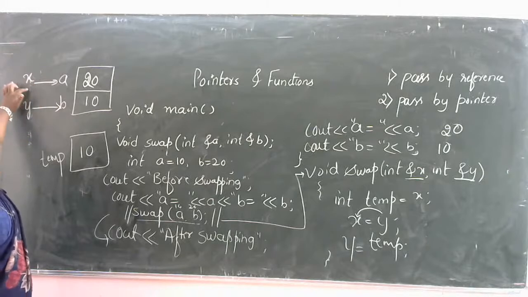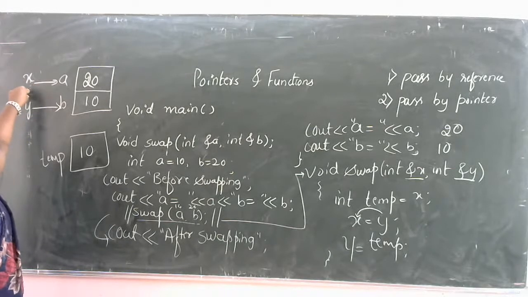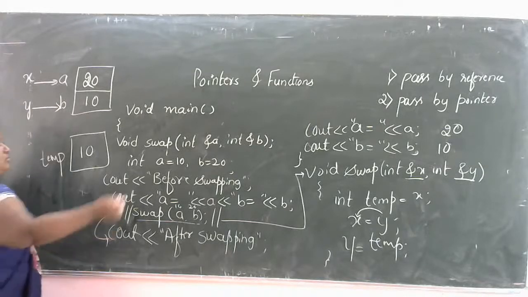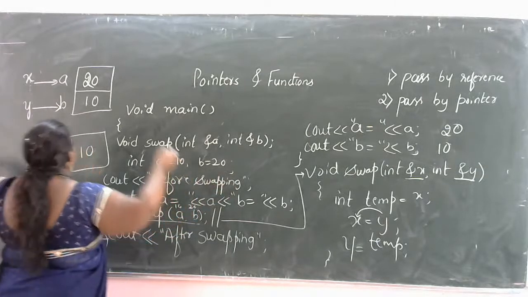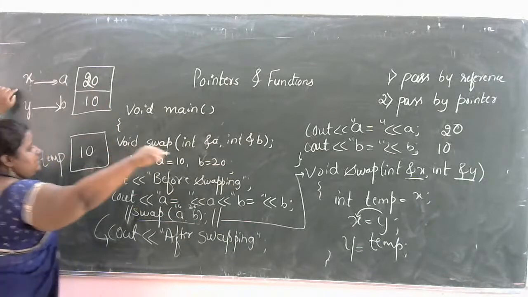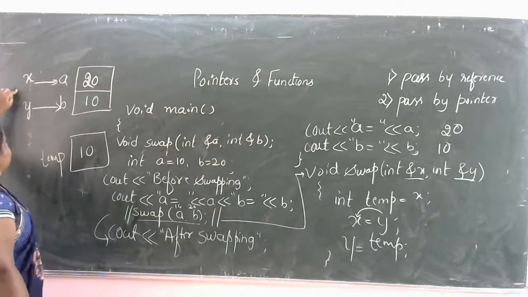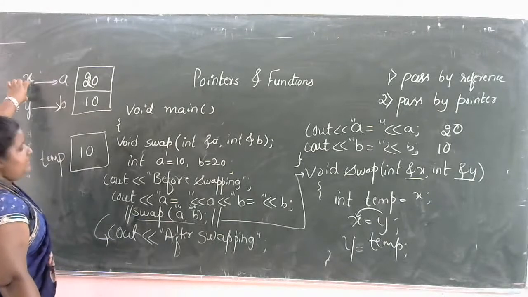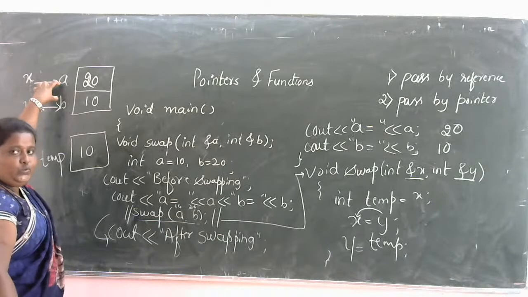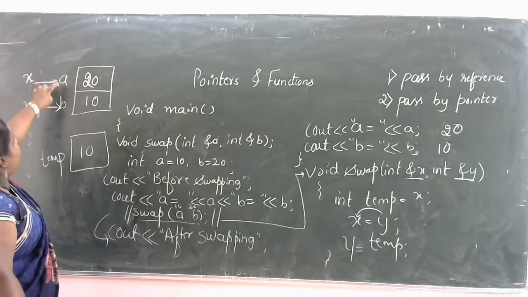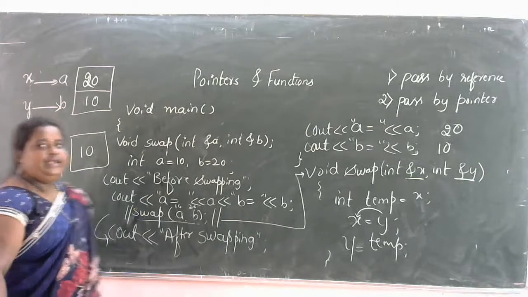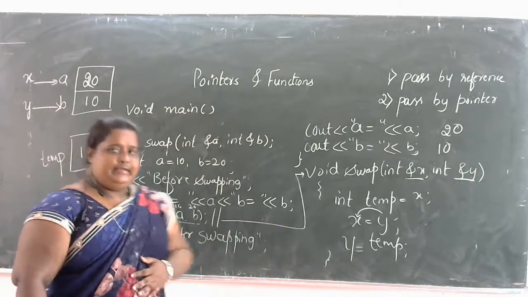We have performed the operation on X and Y. As I told, it is a reference, right? Both A, B and X, Y are referencing the same memory locations. Whatever changes you made in the formal arguments X and Y will also affect A and B. Now what will be the value of A and B? It is 20 and 10.